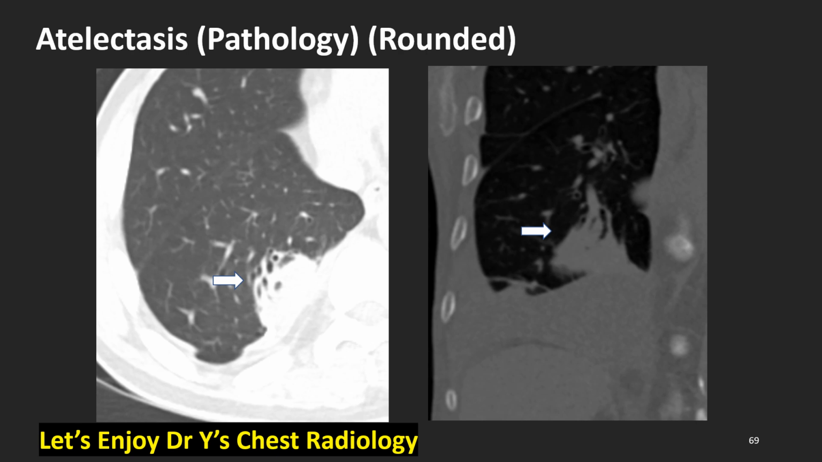Atelectasis pathology, rounded. Arrows indicate rounded atelectasis. In other words, comet-tail sign.